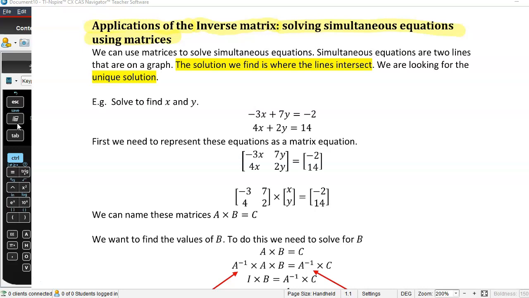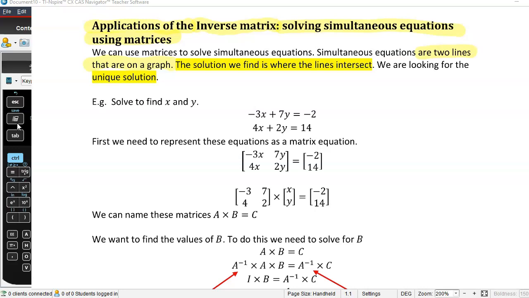Simultaneous equations are two lines that are on a graph. We can have three, we can have four, okay? The solution is where the lines intersect, where they cross, where they meet. We are looking for the unique solution.